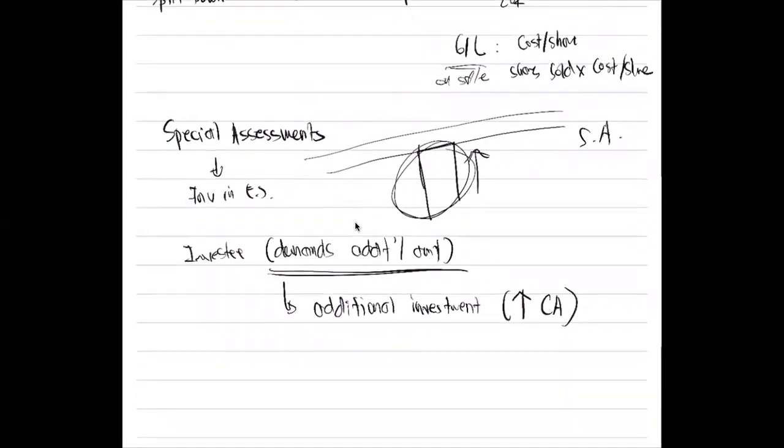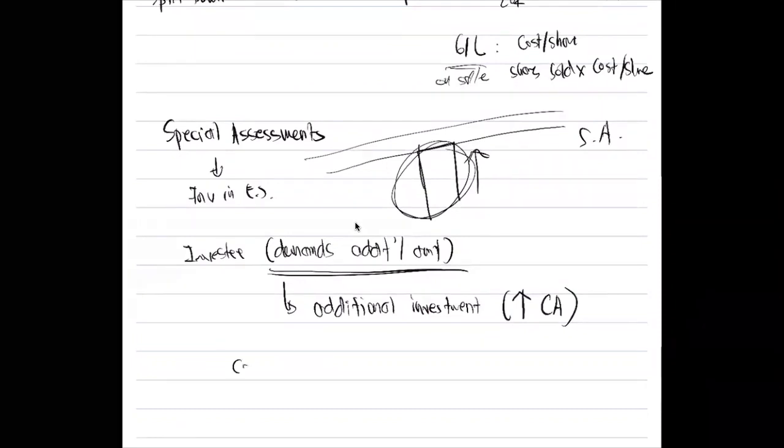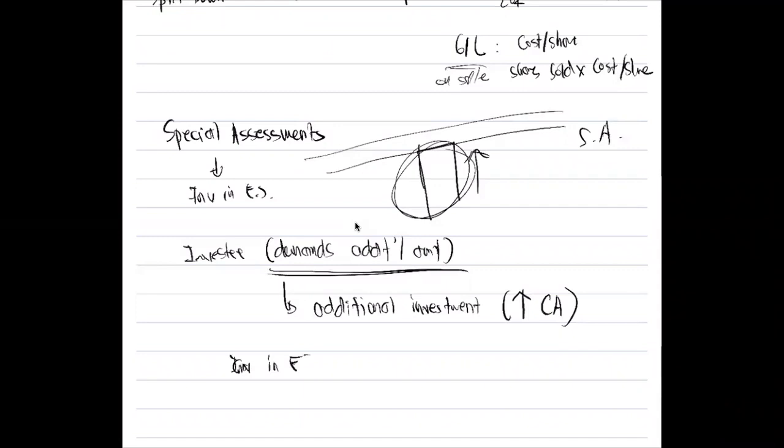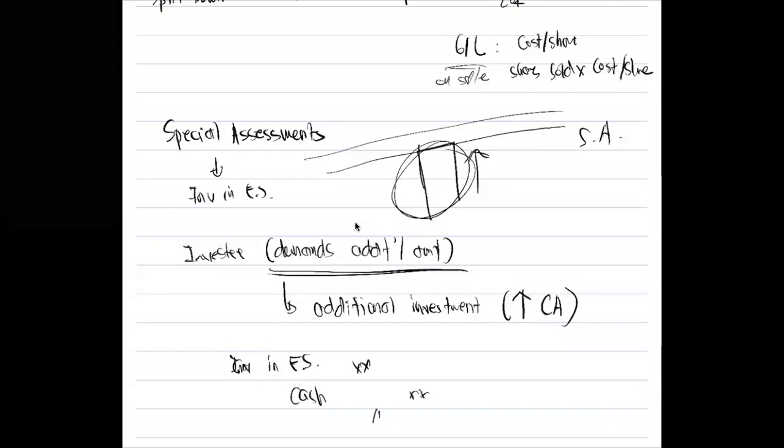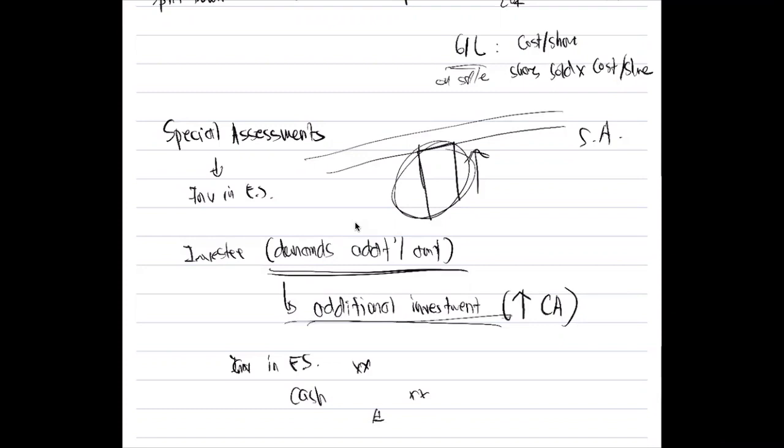So, if you are assessed, for example, because of that additional amount, then you will debit investment in equity securities, and then you will credit your cash as the payment of that additional investment. So for special assessment, it is considered as an additional investment increase on your carrying amount.